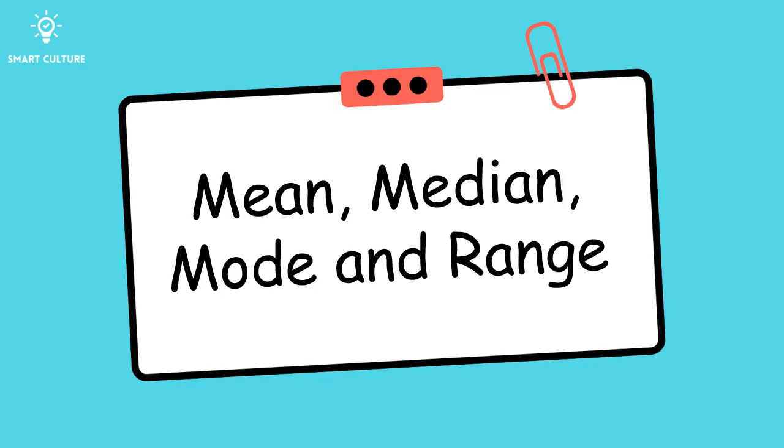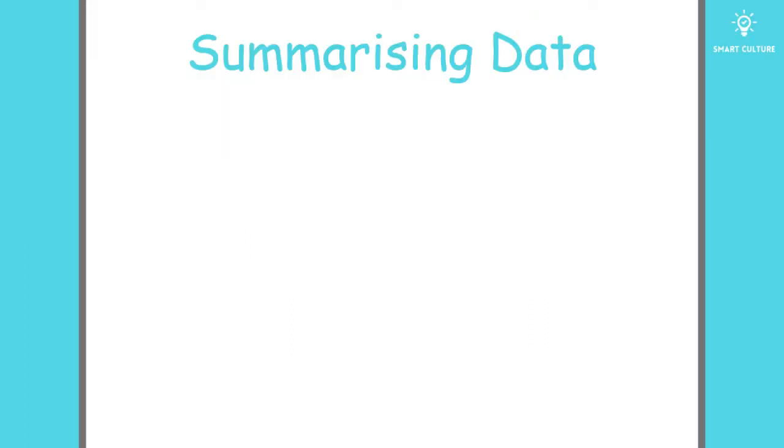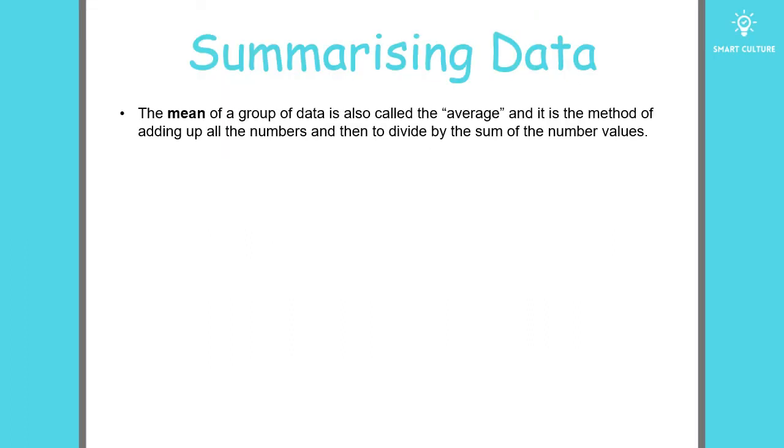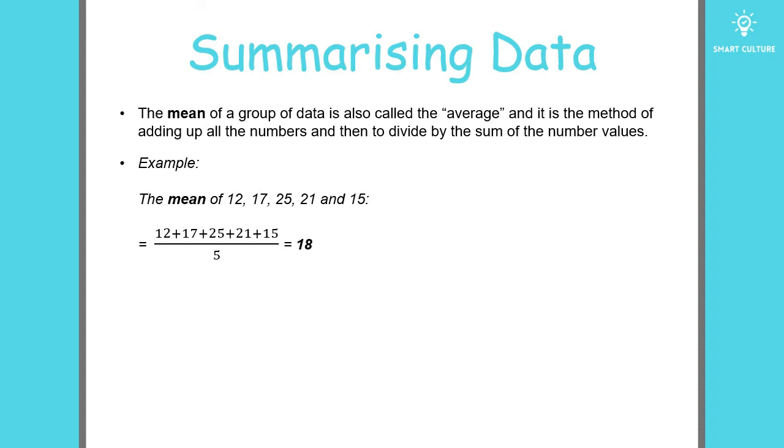In this video, we'll look at the mean, median, mode, and range. The mean of a group of data is also called the average, and it is the method of adding up all the numbers and then dividing by the number of values. Let's take a look at an example. So the mean of 12, 17, 25, 21, and 15 will be equal to 18.